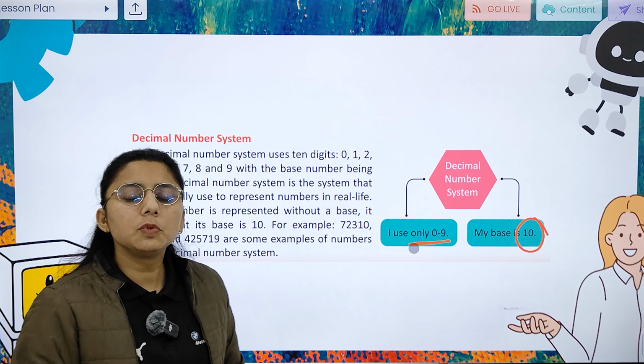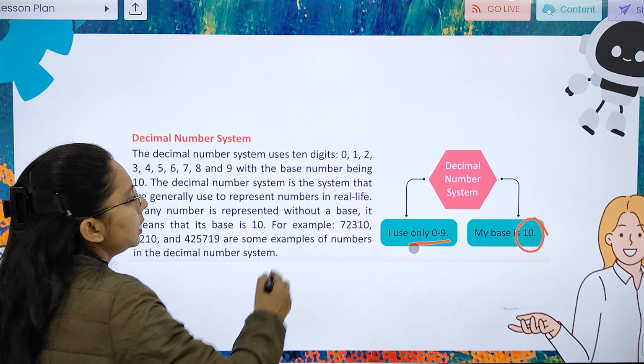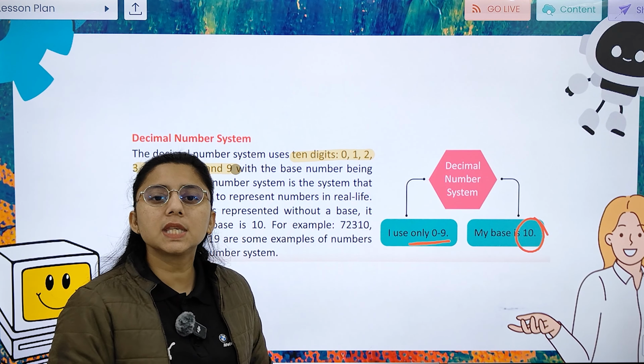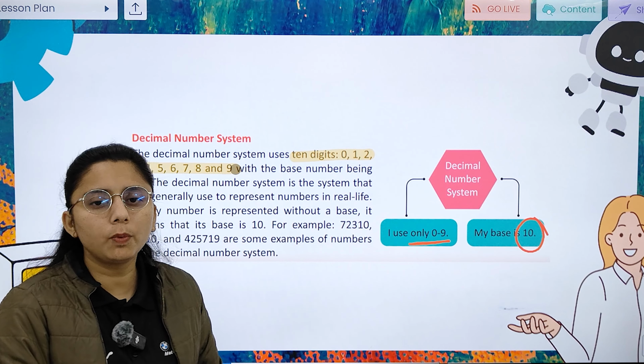The decimal number system uses 10 digits. How many digits does it use? 10 digits: 0, 1, 2, 3, 4, 5, 6, 7, 8, 9, and its base is 10. We have to take the base 10 over here.